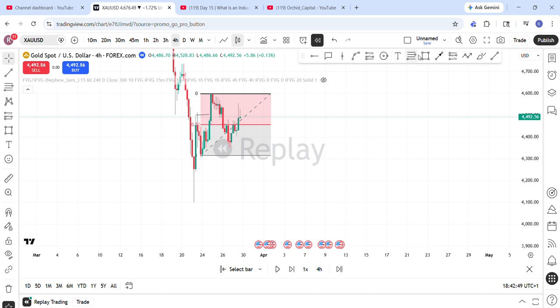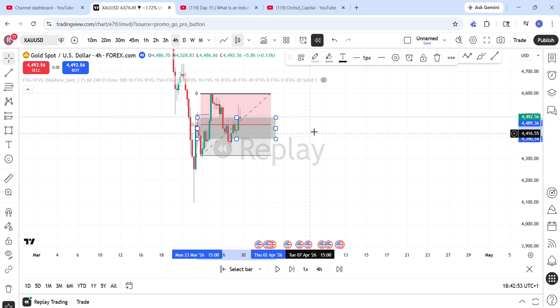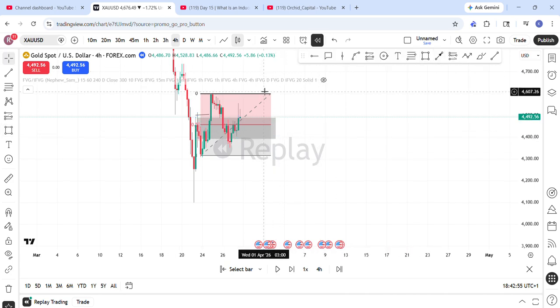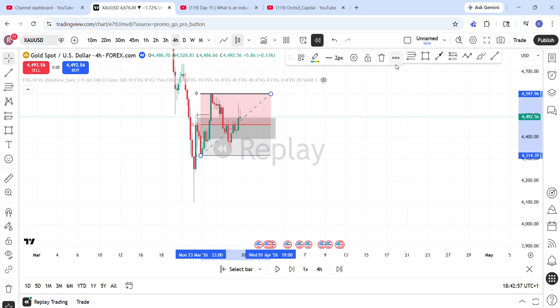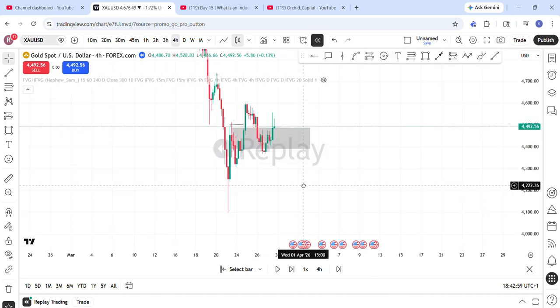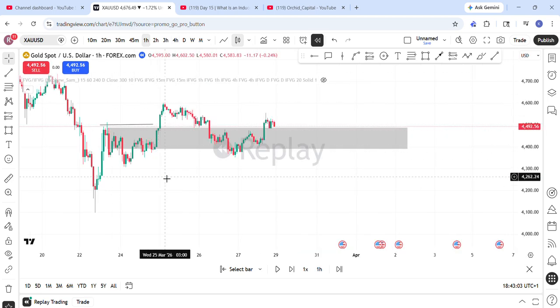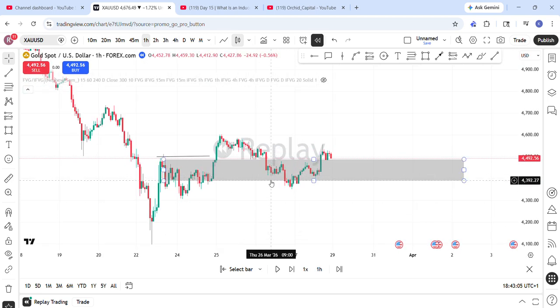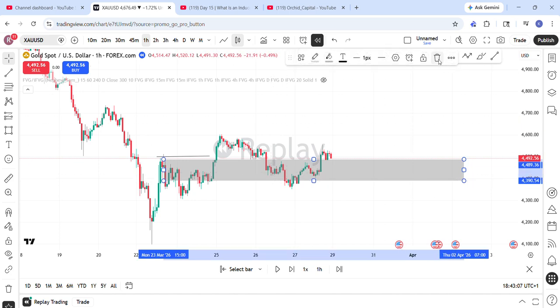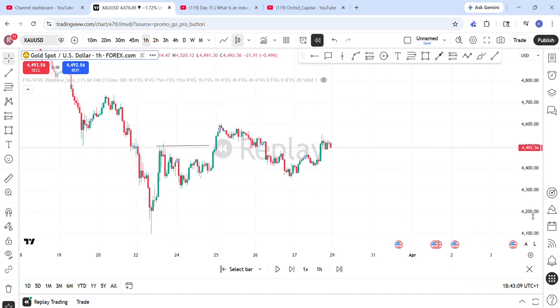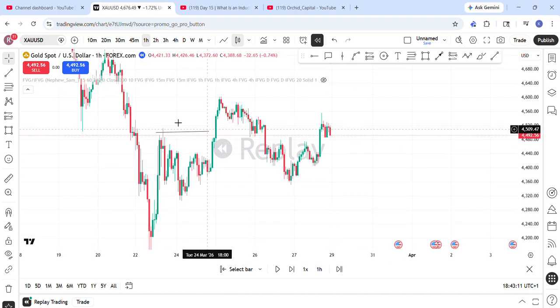Of course, we are in a major key level zone here. Let me exit, delete this. Major key level zone here. So let's go down to the 1 hour time frame. So I've confirmed my bias on the daily time frame.